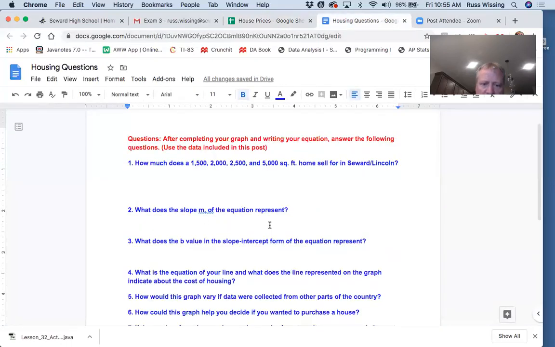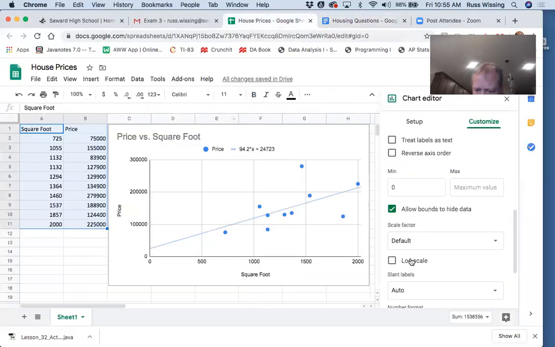When they ask what something represents, you always want to put it in context of the graph that you're doing. Okay, so how about the B value? What's the y-intercept in there, Ella? The y-intercept is 24,720. Okay, so now we have to think about that one. How big is your house when it costs 24,723? It's 0.